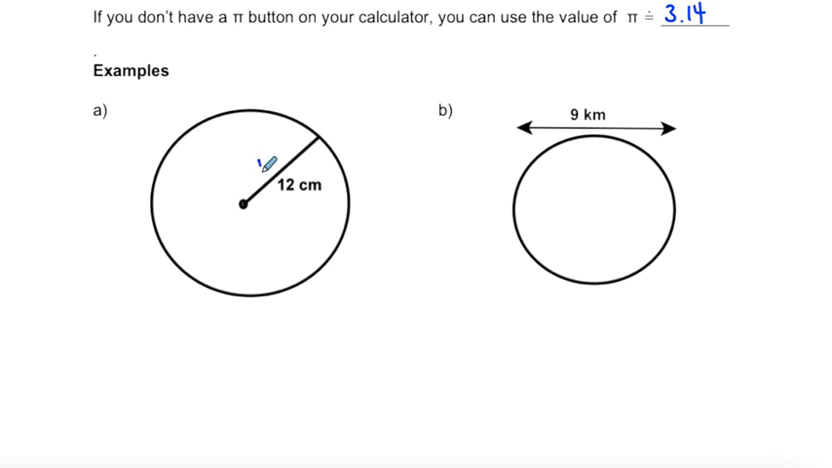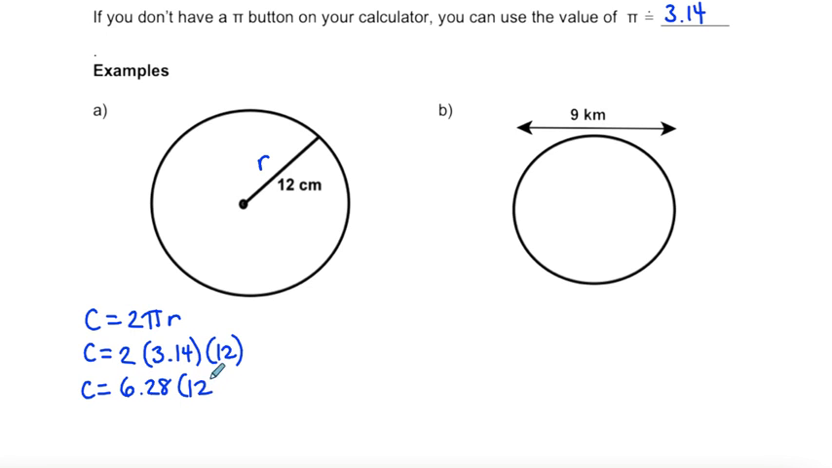So in example A, we know the radius. In order to find the circumference of this circle, we are going to use the formula that uses the radius. So 2 times pi times r. So my circumference is 2 times 3.14 times my radius, which is 12. 2 times 3.14 is 6.28. And I'm multiplying that by 12. So 6.28 times 12 is equal to 75.36, and my units are centimeters.